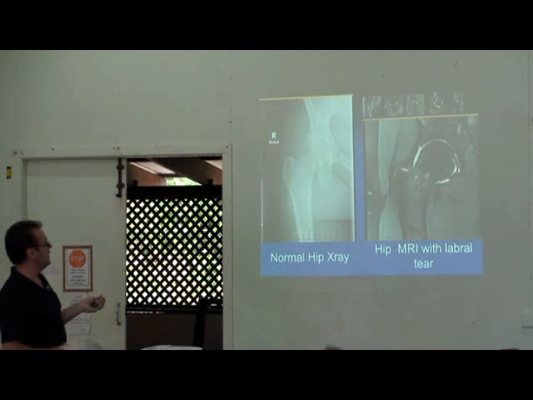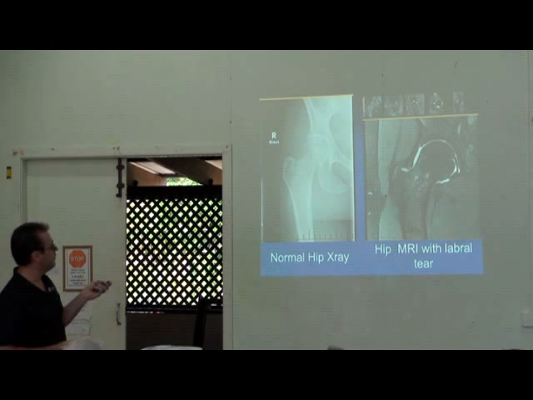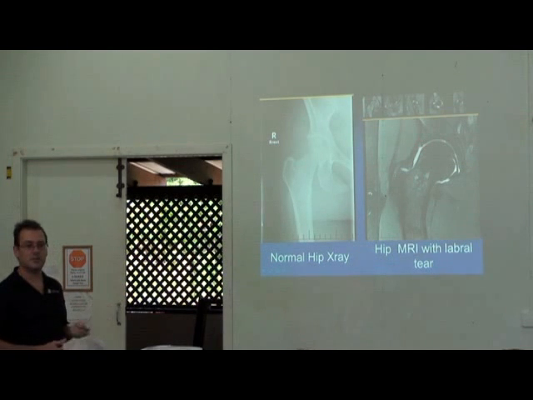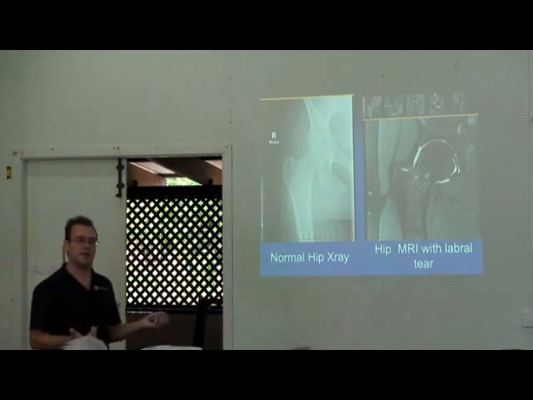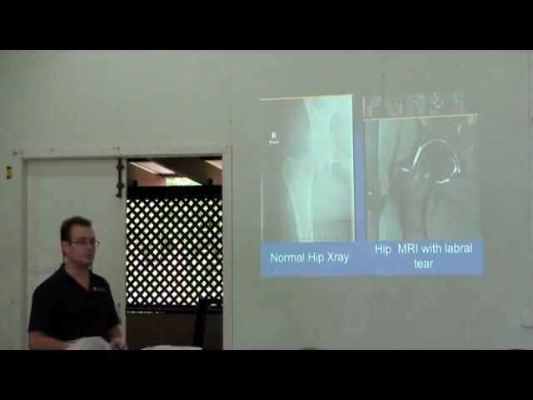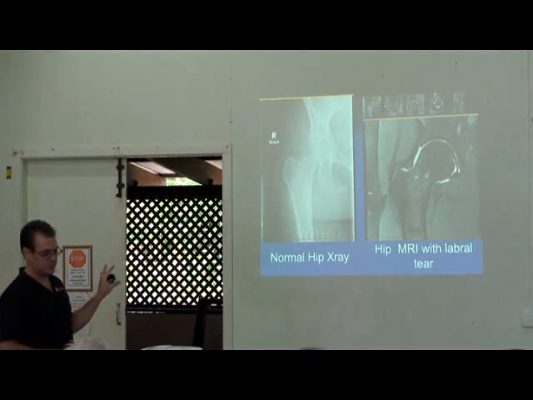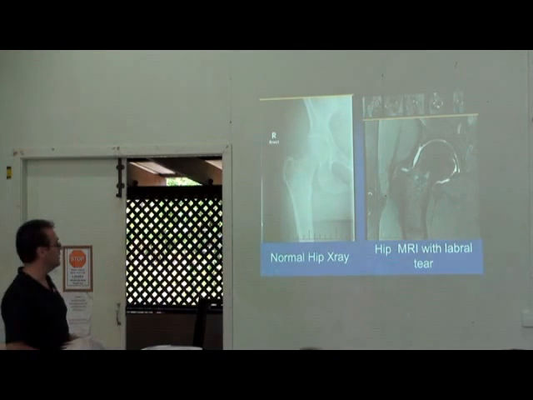This is what a normal hip x-ray looks like, and this isn't really probably a clear enough image to show you, but this is an MR of the hip, and so you can see the ball and socket, same sort of profile. And this one actually has one of those labrum tears I was talking about. So if you can see that little white triangle in there, that's a labrum tear. So that's the sort of thing we look for on MRs to go, that's why you've got the ongoing problem. If we had better resolution, you'd probably be able to see that a little bit more clearly.